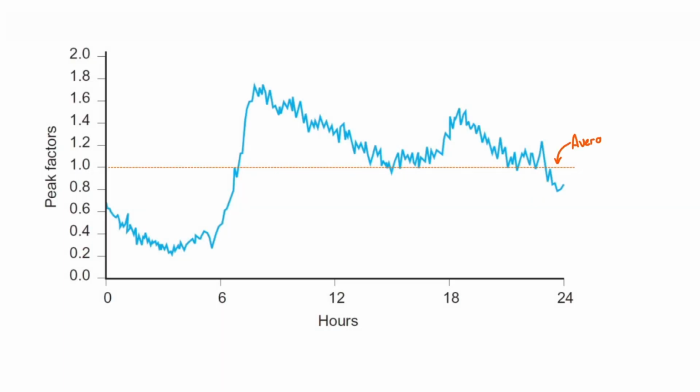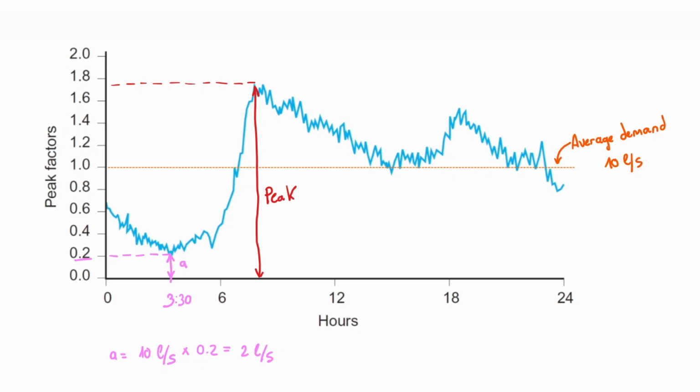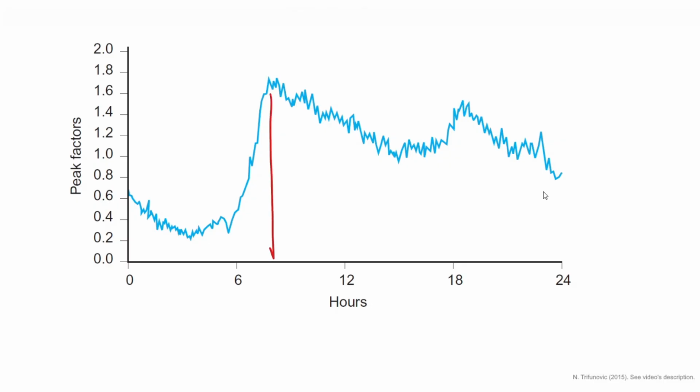In the diagram, the orange line represents the average flow of the system. At any given time, say 3:30, we can obtain the instant flow by multiplying the average flow by the peak factor, in this case 0.2. The peak flow factor, 1.75, will be the daily coefficient. You would proceed the same way for any other point. The daily coefficient represents the busiest time of the day and will be used to determine pipe size.